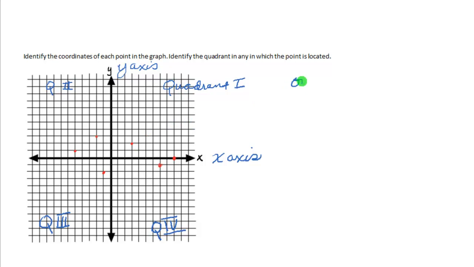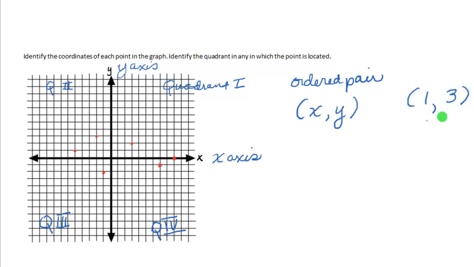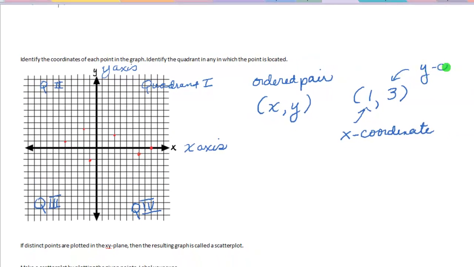Now in this graph, we're going to plot points, and each point is going to be denoted by an ordered pair. We say it's ordered because it's important which number comes first. The first number is always going to be your x-coordinate. Here's an example in this ordered pair 1, 3. 1 is the x-coordinate, and then 3 is your y-coordinate. So order matters because order will give you a different point.